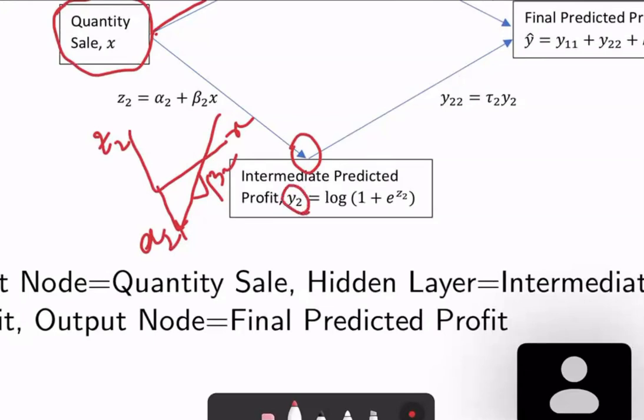So that line will be like that. That line will also be similar. It will be some sort of smooth upward curve, but not a straight line.